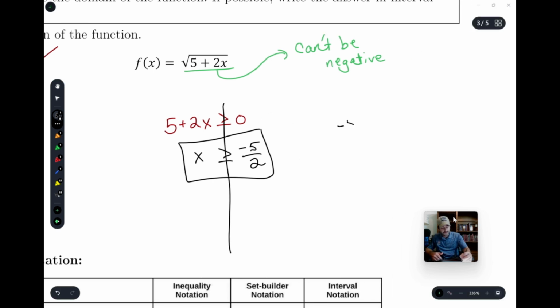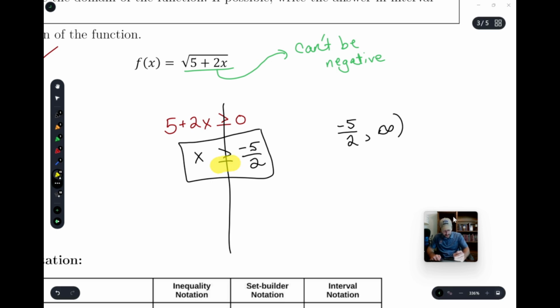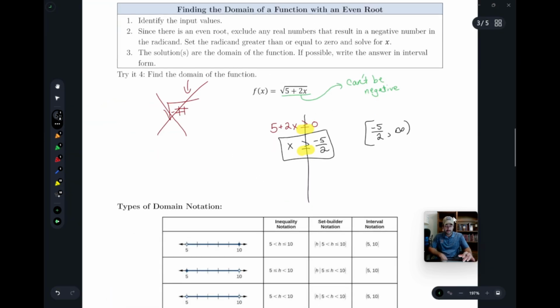We obviously have that 5 over 2, negative 5 over 2, and we need to decide, do we want to go to the right or to the left? Is x bigger or smaller? And so because x is bigger than negative 5 over 2, we're going to infinity. And do we include it or we don't? Because we've got that underline, we are going to include negative 5 over 2. That falls directly out of the fact that you're allowed to take the square root of 0. You're just not allowed to take any negative square root.